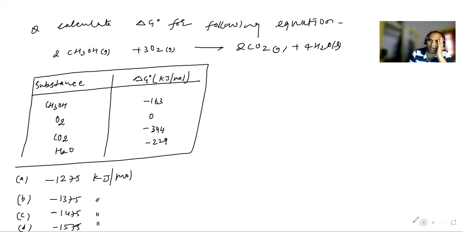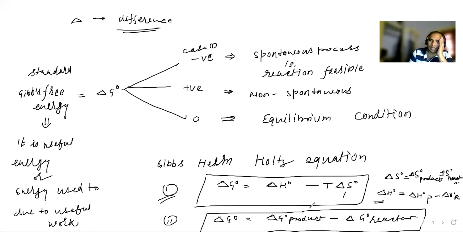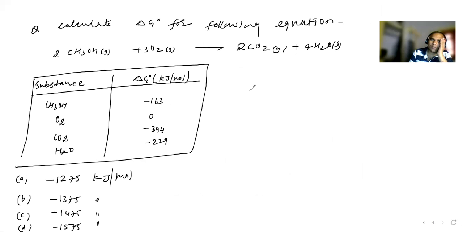Which formula can we use? We can use delta G product minus reactant. So we can write delta G naught is equal to the summation of delta G of product minus the summation of delta G of reactant. This is the product and this is the reactant. These things we have to write.